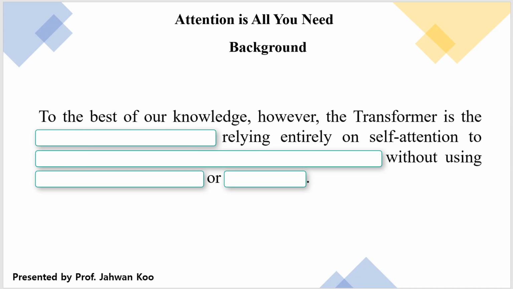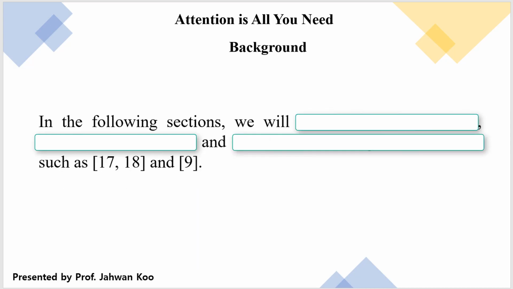To the best of our knowledge, however, the transformer is the first transduction model relying entirely on self-attention to compute representations of its input and output without using sequence-aligned RNNs or convolution. In the following sections we will describe the transformer, motivate self-attention, and discuss its advantages over models such as 17, 18, and 9.